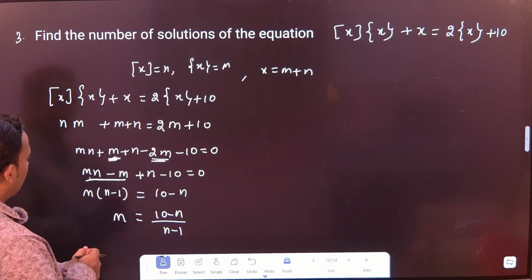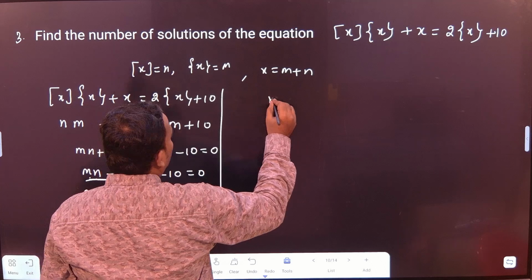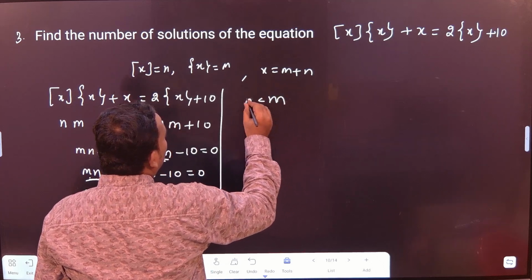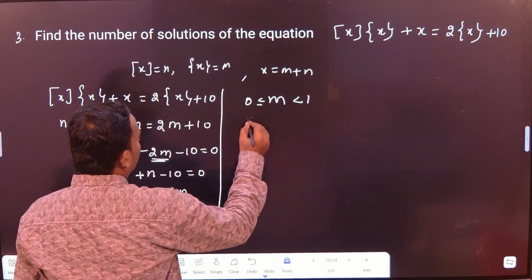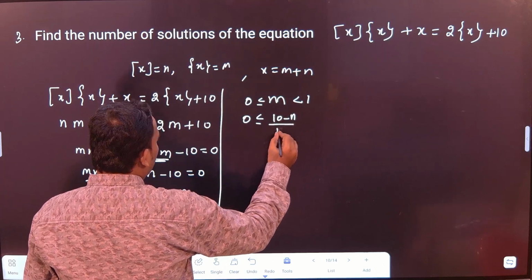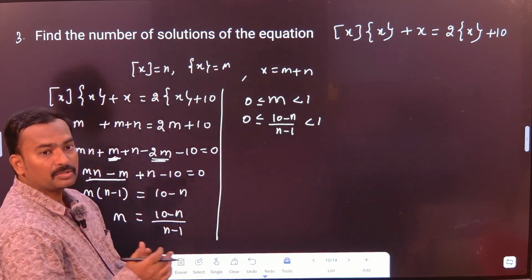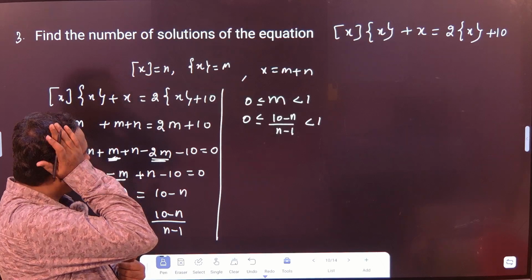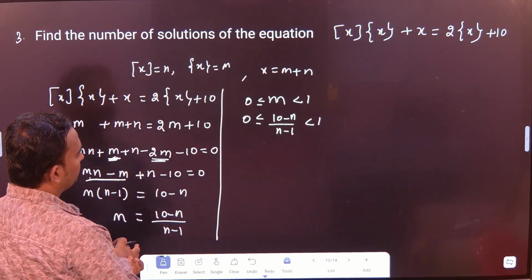Okay. So now you can see the range. What is that? m range is what? 0 to 1. So you can find it out. What is m here? 10 minus n divided by n minus 1 is less than 1. Now you have to solve this one, right? How to find the n value here?